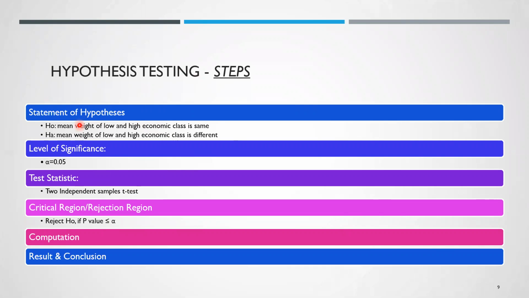So we will draft our hypotheses. The null hypothesis is that the mean weight of low and high economic class is the same, and the mean weight of low and high economic class is different is our alternate hypothesis. Level of significance was not mentioned in the question, so we will take alpha equal to 0.05. Test statistic: we are going to use the two independent sample t-test because our assumptions are fulfilled so far, except the one which we have not discussed yet, that is the Levene test. We will discuss it further on. The rejection region will be: reject H naught if p-value is less than or equal to alpha.